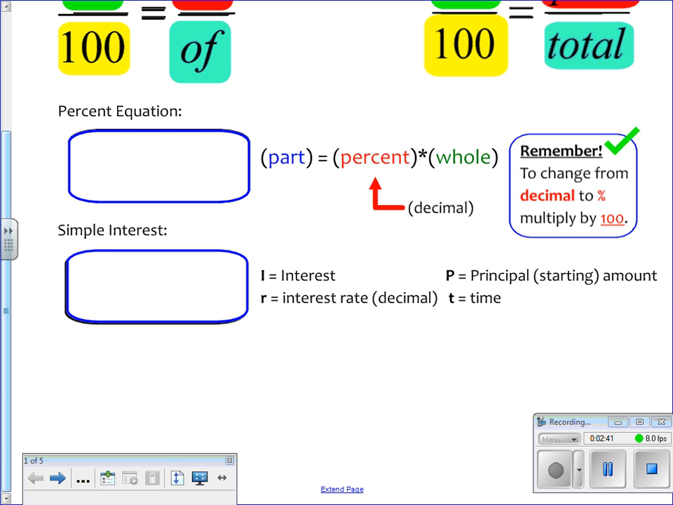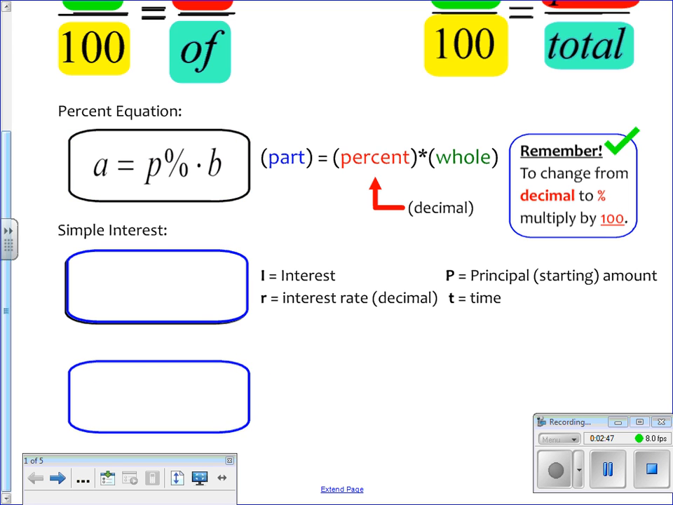Now, this second part is actually more what I learned how to do. Set up the equation. The part is equal to the percent times the whole. When we get to the word problems, I'll show you exactly what I'm talking about. What I do is, of is times, is is equals. I just replace the of with times, the is with equals, plug in the numbers accordingly, and solve a very simple algebra equation. Remember, in these ones, you must change your percent to decimals.